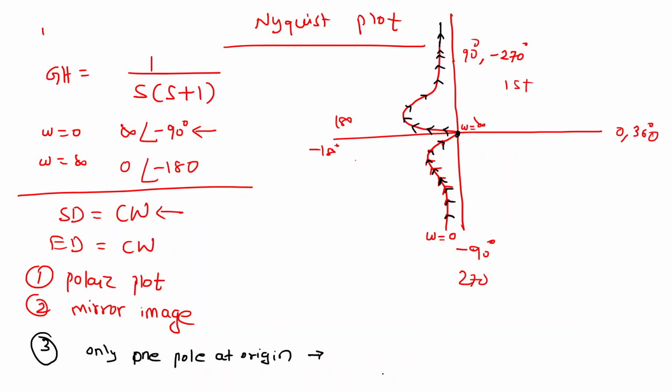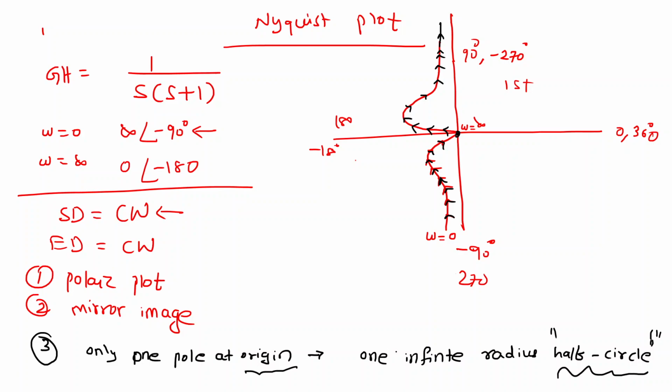One pole means one infinite radius half circle. I'm saying half circle, this I'm doing in quotation. So one pole at origin means one infinite radius half circle. If two poles at origin, it means two infinite radius half circles. The radius of that half circle will be infinity.